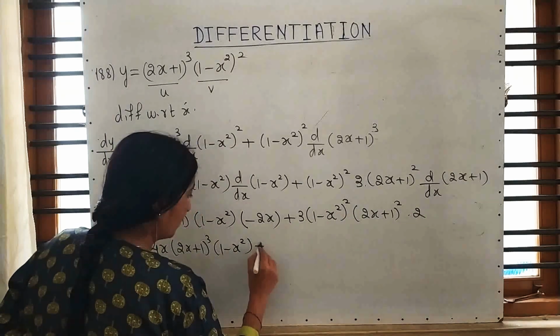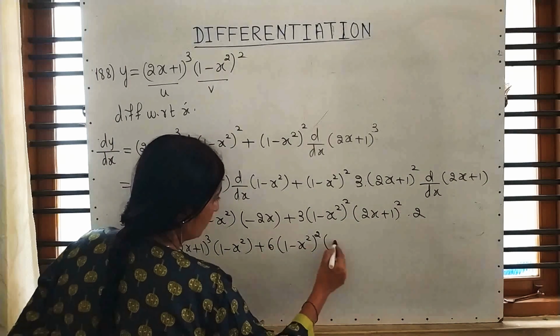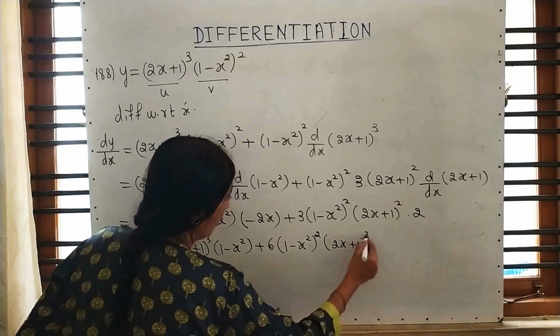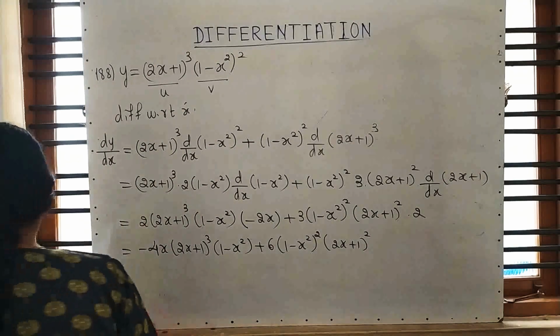And when you multiply this, next step, if you want, you can take the least terms as a common term.